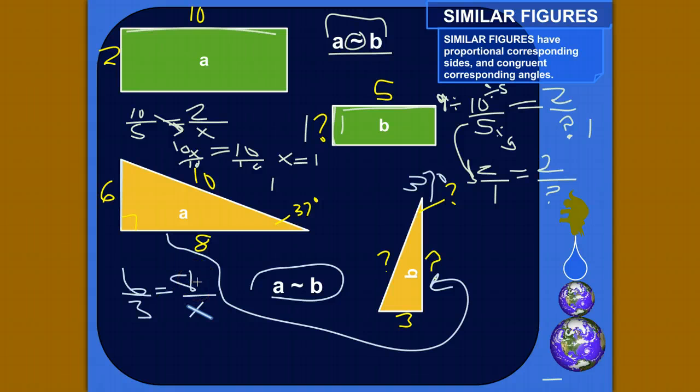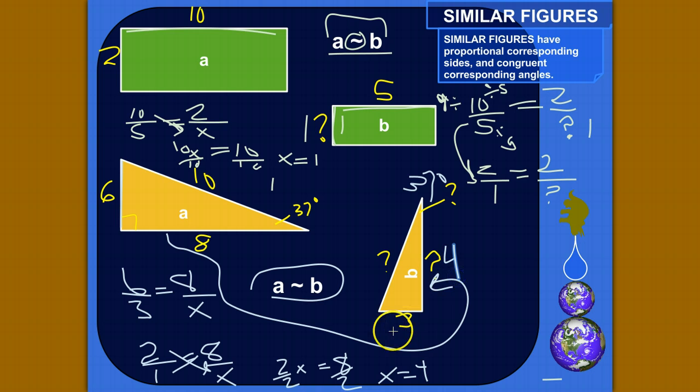We could reduce that to 2, or 2 over 1. Maybe that'd make it easier to look at. Equals 8 over x. What would make this true? Oh, we could do the cross multiplication. 2x is equal to 1 times 8, which is 8. And then what times 2 is equal to 8? Well, 4. And if that's hard to see, you can just divide both sides by 2. x equals 4. So we know this side is 4.